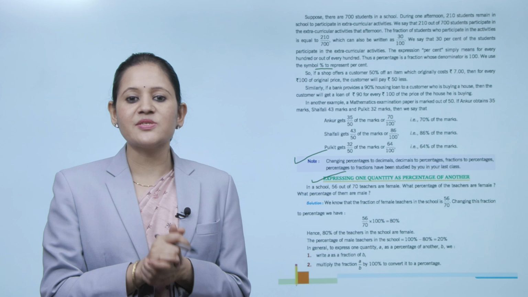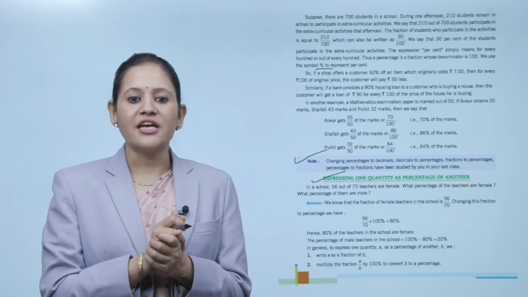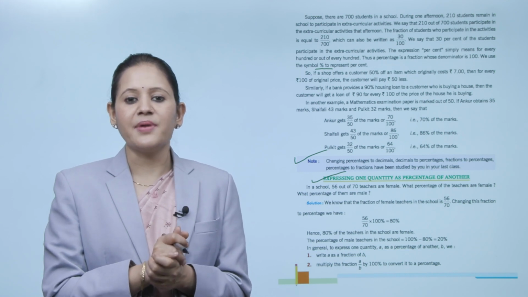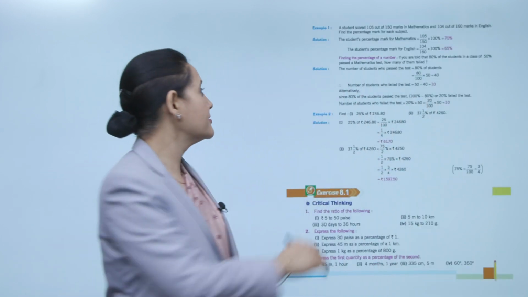In general, to express one quantity A as the percentage of another, B, we write A as the fraction of B, and multiply the fraction A upon B by 100% to convert it into percentage. Next is example 1.